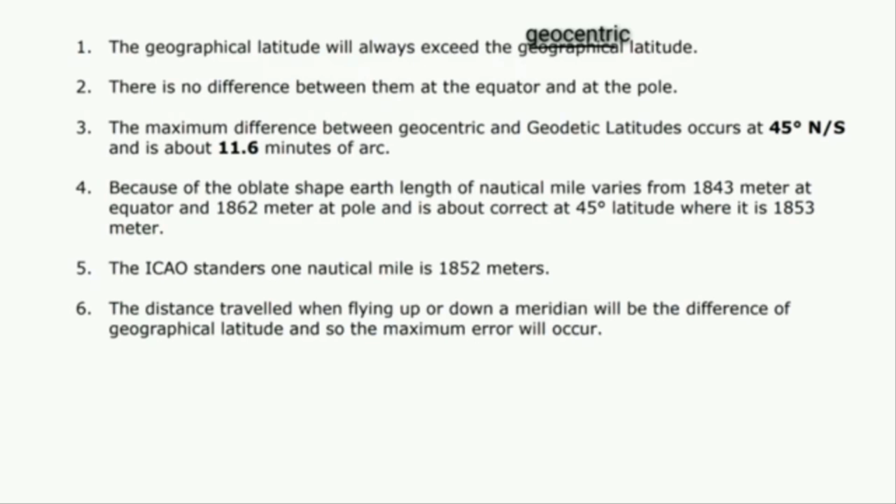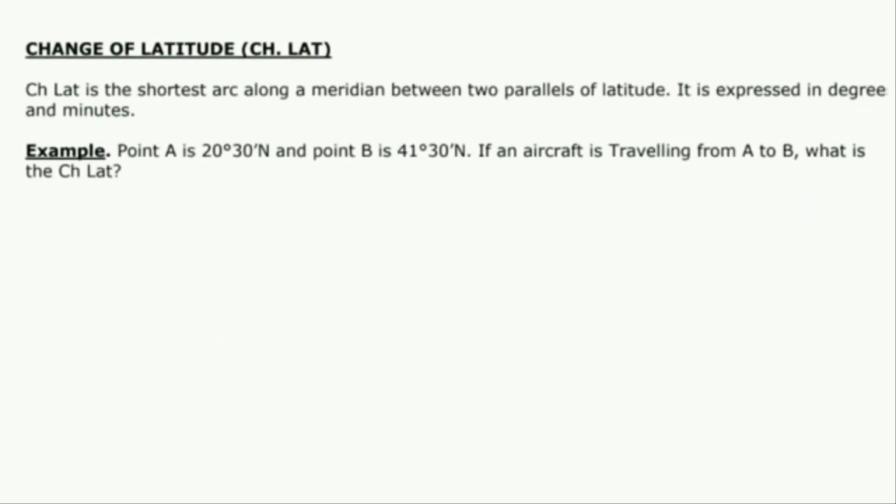Point number 4. Because of the oblate sphere, Earth length of nautical mile varies from 1843 meter at equator and 1862 meter at pole and is about correct at 45 degree latitude where it is 1853 meter. Point number 5. The ICAO standard 1 nautical mile is 1852 meter. We discussed already. Point number 6. The distance traveled when flying up or down a meridian will be different for geographical latitude, so the maximum error will occur. Change of latitude, or in short form we can say chillat.